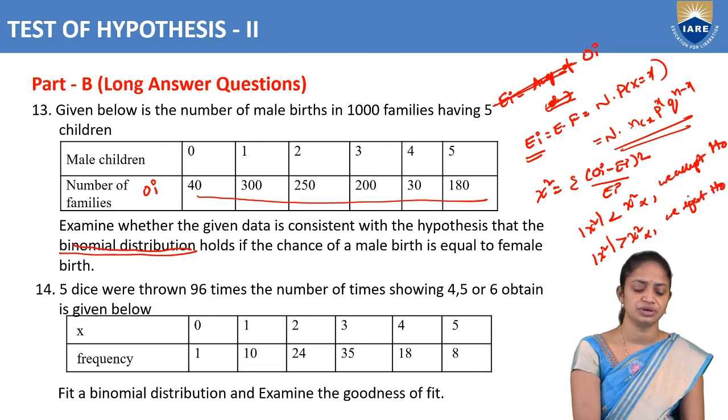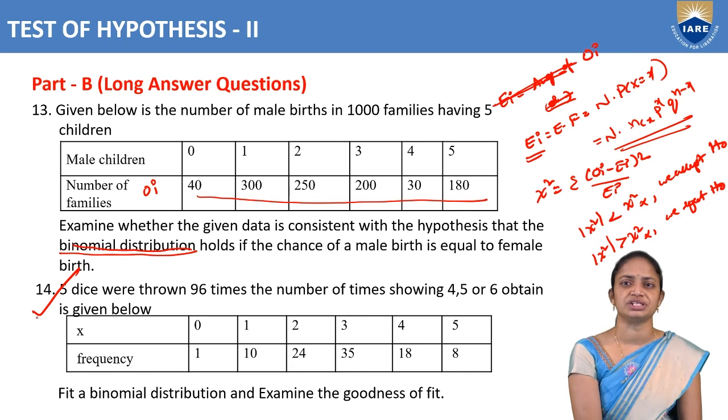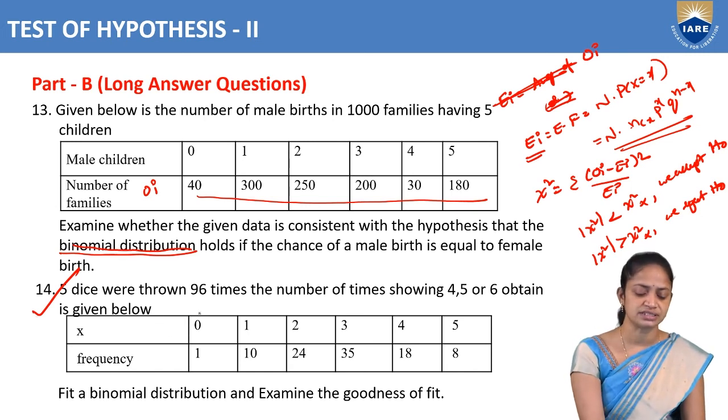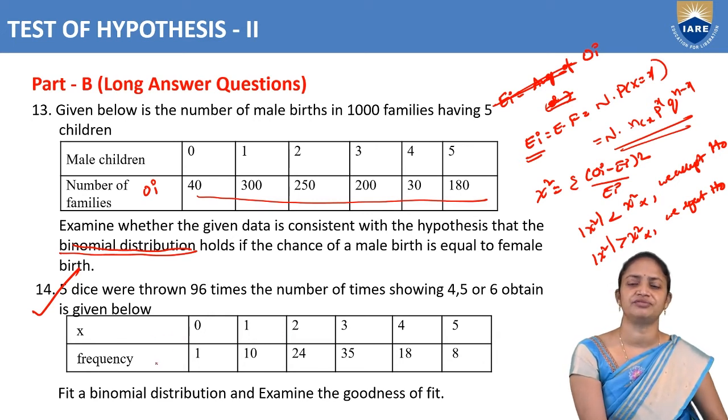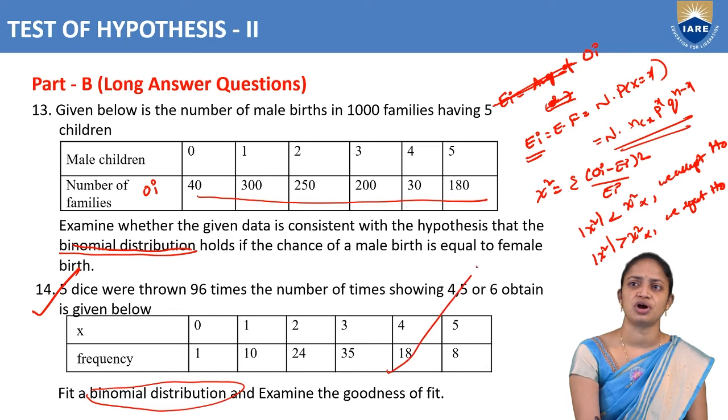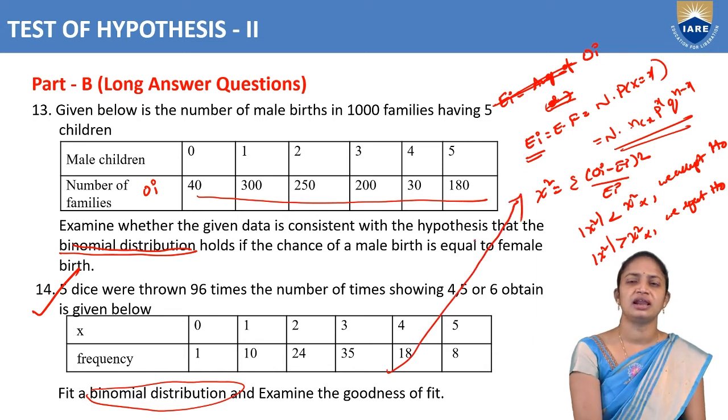Okay, so now coming to the 14th question: 5 dice are thrown 96 times. The number of times showing 4, 5, 6 is obtained as given below, and here they have given the x values and the frequencies fi values. Here also we need to fit the binomial distribution. So again we have to follow the same procedure as the 13th question.